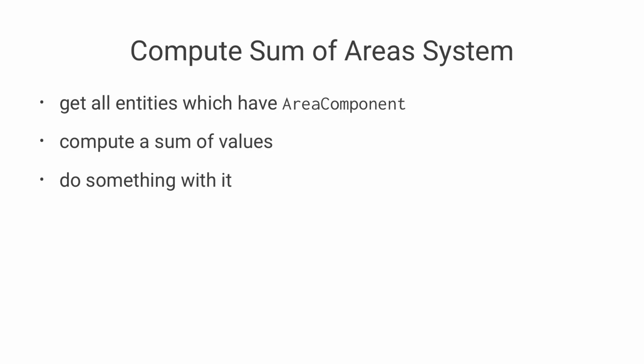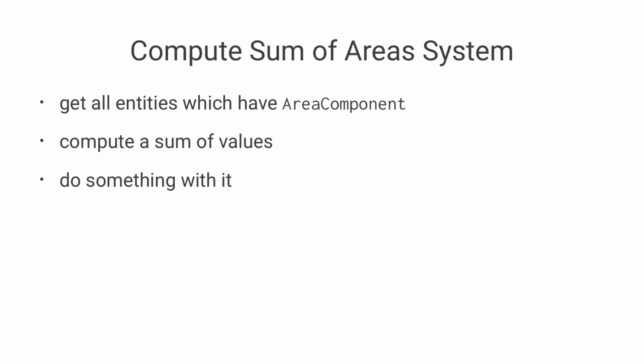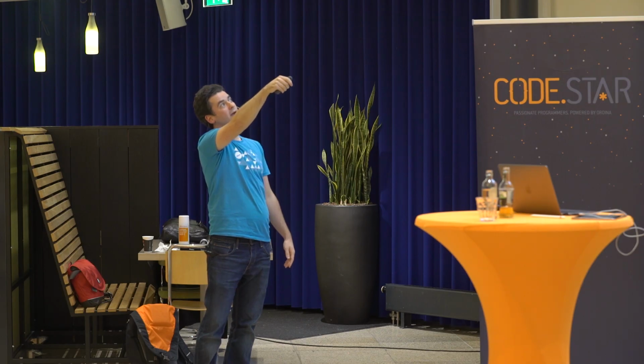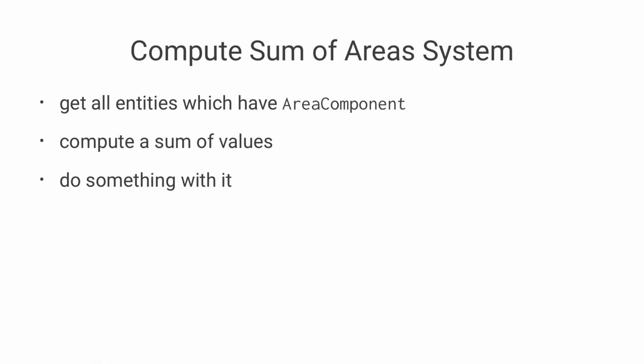Now the last step in this problem, I would like to compute the sum. Now here's the thing, with the compute sum of areas system, it's actually only interested in the area component. It tells you, give me all the entities which have an area component, and I will just sum them up, right? And then do something with it, because we didn't define yet what we would like to do. In this sum system, I could show it on screen, I could send it over wire, or I could store it in another component.